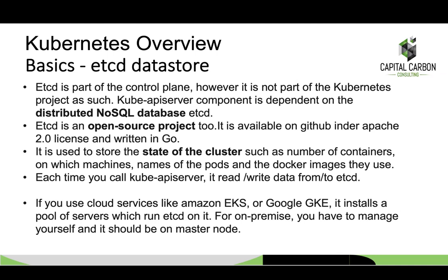It is used to store the state of the cluster, such as the number of containers on which machines, the name of the pod, and the Docker images they use. Each time you call Kube API server, it reads and writes data to and from etcd. If you use cloud services like Amazon EKS or Google GKE, it installs a pool of servers which run this database. For on-premise, you have to manage it yourself and it should be on the master node.